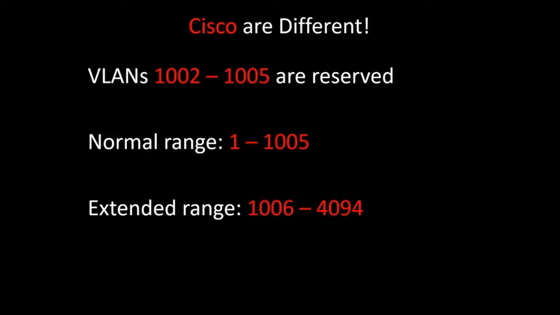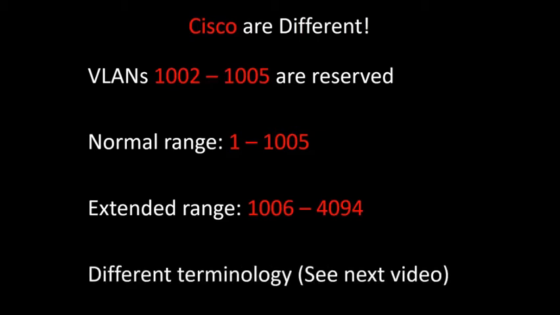Also, Cisco used technologies like VTP, which handle these ranges differently. This is something we're not going to cover in this series, but if you continue on to do Cisco's ICND2 exam, you will come across this technology. We'll also see in the next video that some of Cisco's terminology is also very different to everyone else.